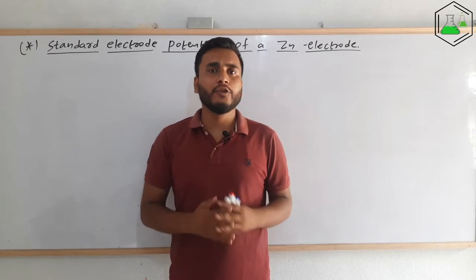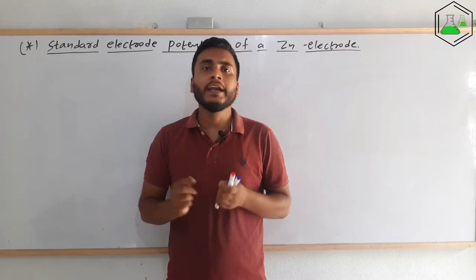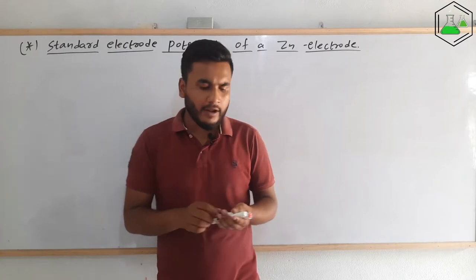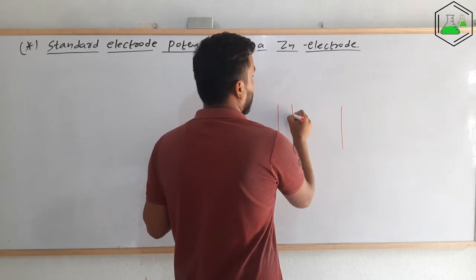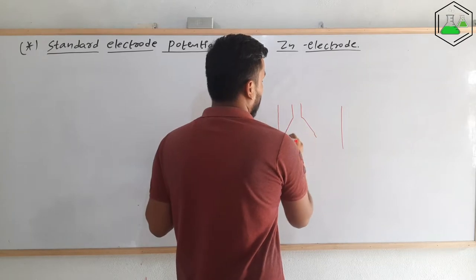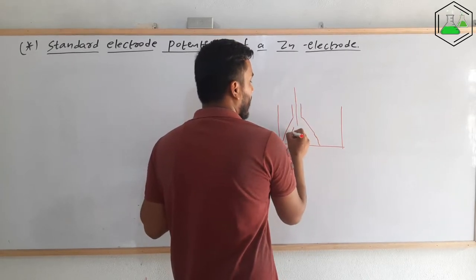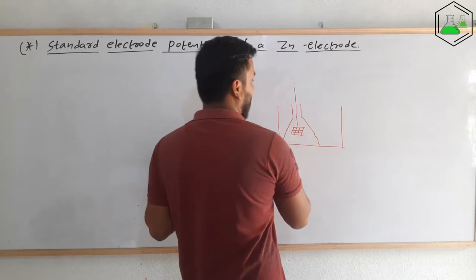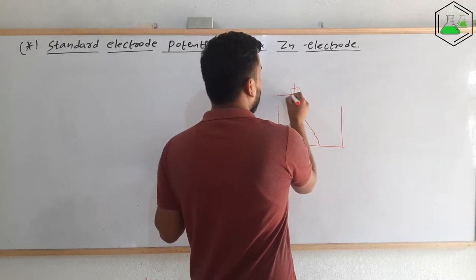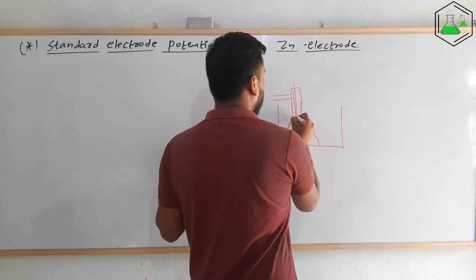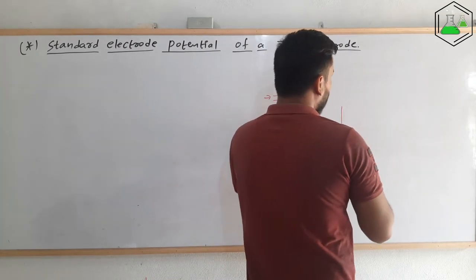To find out the standard electrode potential of copper electrode, the copper metal is dipped in 1 M solution of copper sulfate and it is coupled with standard hydrogen electrode. The diagram is like this. In the left side, there will be the standard hydrogen electrode like this. This is the beaker and there is a platinum wire. Platinum foil is attached to it, and there is an inlet of hydrogen gas as well, and in the right side there will be the copper electrode.